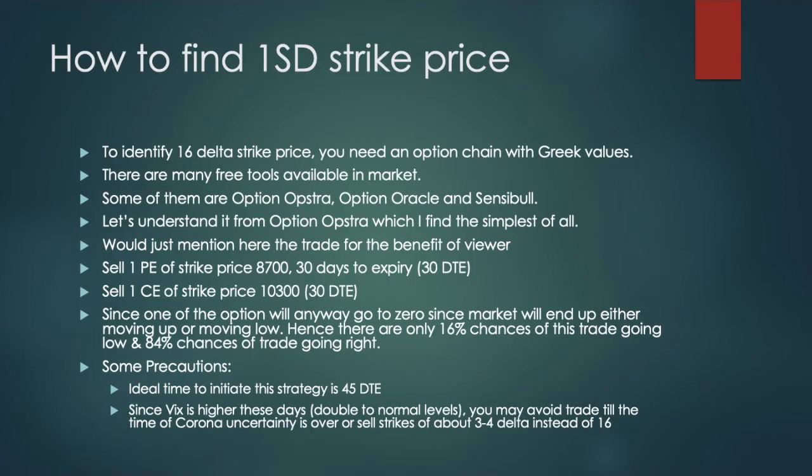But if you are willing to take risk, you can even sell a 10 delta call option and a 10 delta put option. And if you don't want to take risky trades, you can just avoid trading for the time being, till this corona situation goes away. Or you can sell a 16 delta call option and a 16 delta put option, and then buy 4-5 delta call and put options just as security. So rather than taking a strangle, build an iron condor. We'll make a video on iron condor also.